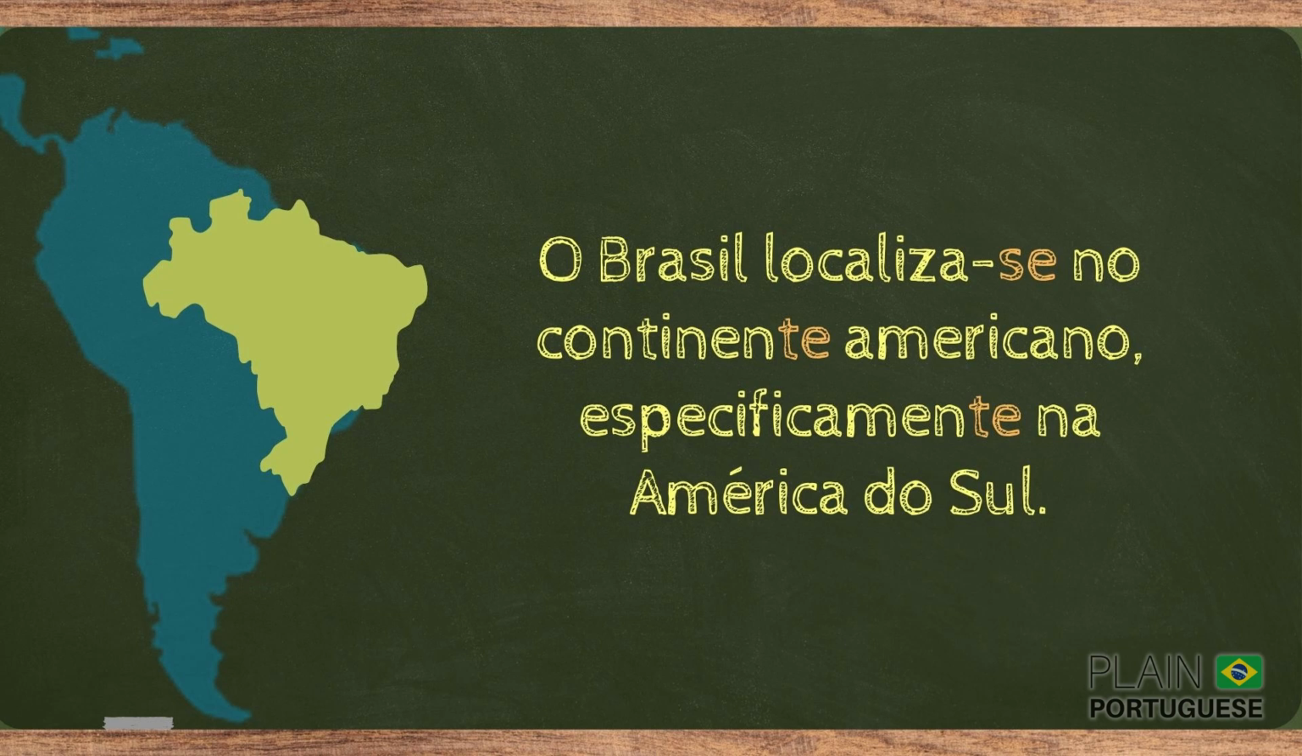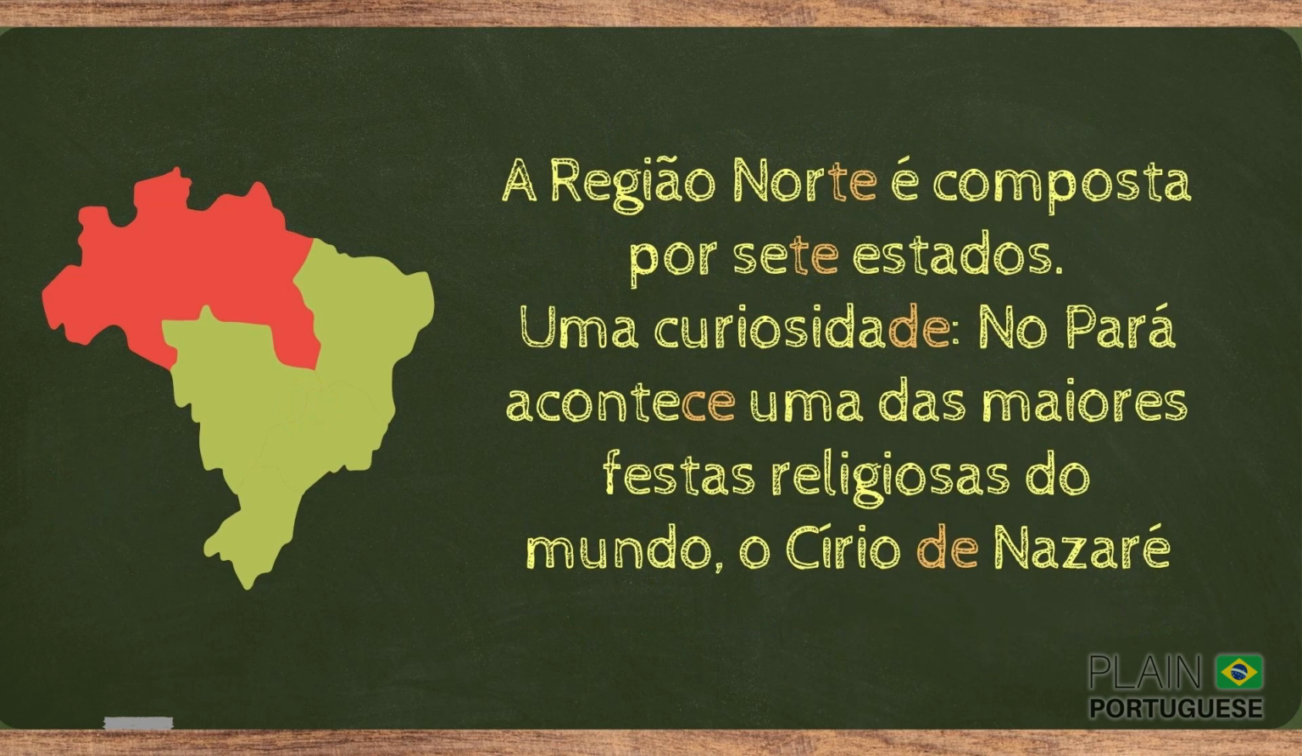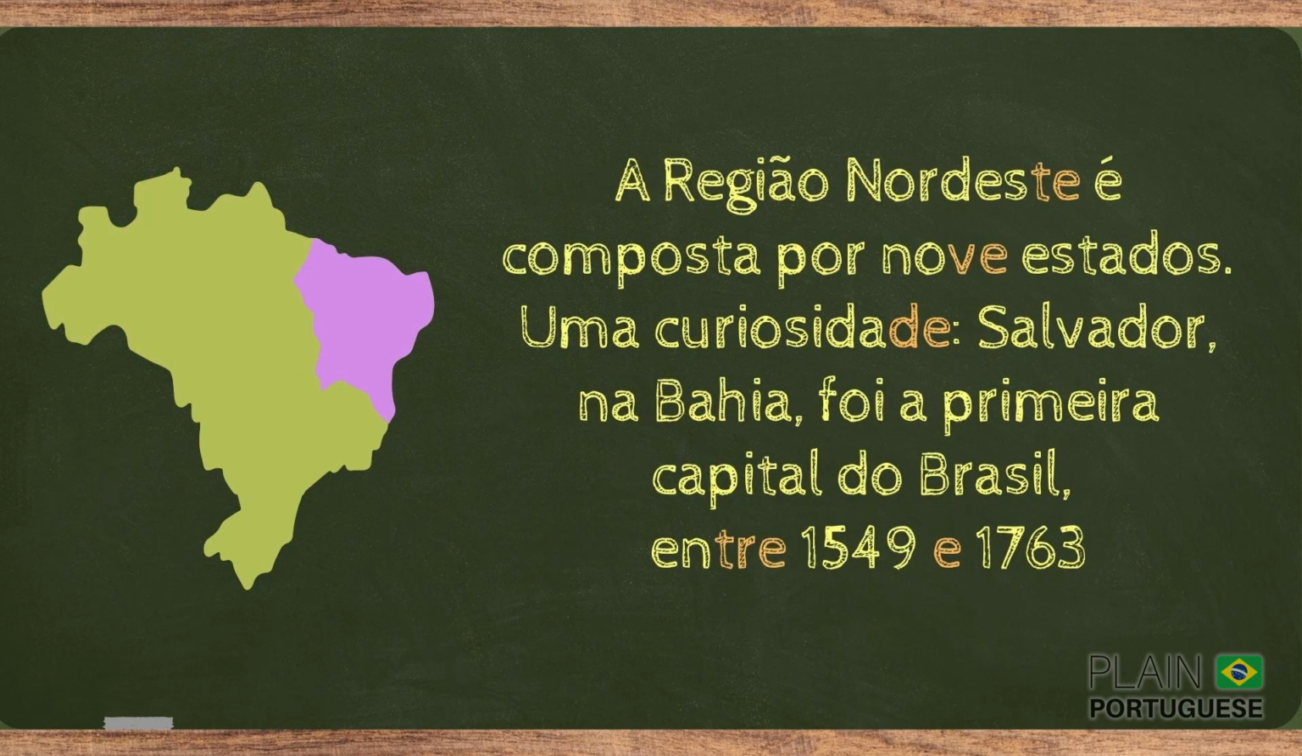O Brasil localiza-se no continente americano, especificamente na América do Sul. O Brasil está dividido em 5 regiões: Norte, Nordeste, Centro-Oeste, Sudeste e Sul, com 26 estados e um Distrito Federal, que contém a capital Brasília. A região Norte é composta por 7 estados. Uma curiosidade: no Pará acontece uma das maiores festas religiosas do mundo, o Círio de Nazaré. A região Nordeste é composta por 9 estados. Uma curiosidade: Salvador, na Bahia, foi a primeira capital do Brasil entre 1549 e 1763.